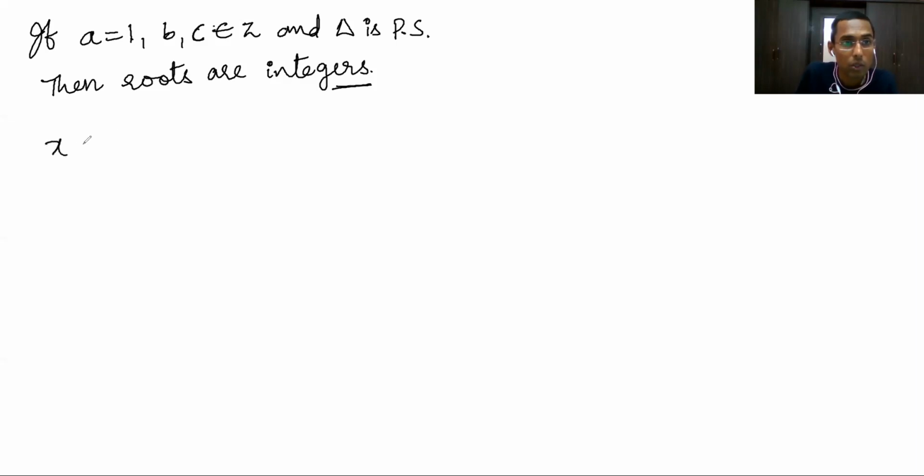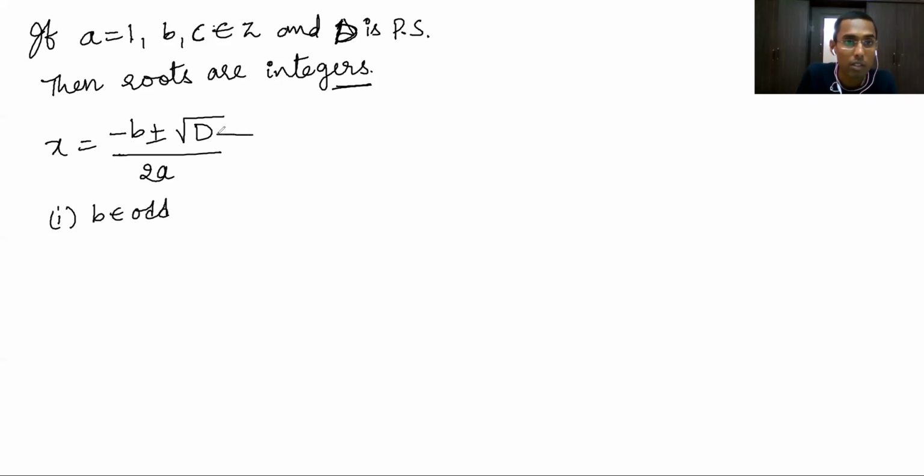Why? Because x equals minus b plus or minus the square root of b square minus 4ac, that is d, or delta, both the same thing, all over 2a. Now case 1 is, let's say, b is an odd number. If b is odd, then b square minus 4ac, with a equal to 1 and c as c. When b is odd, b square is odd. Odd minus this even is odd.